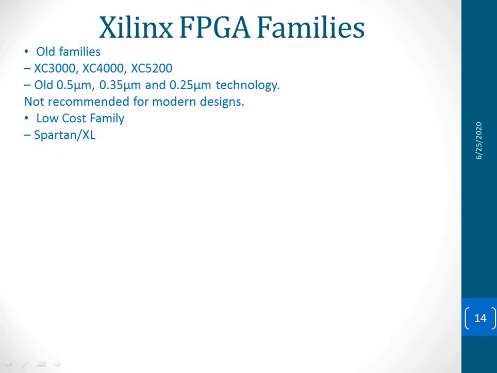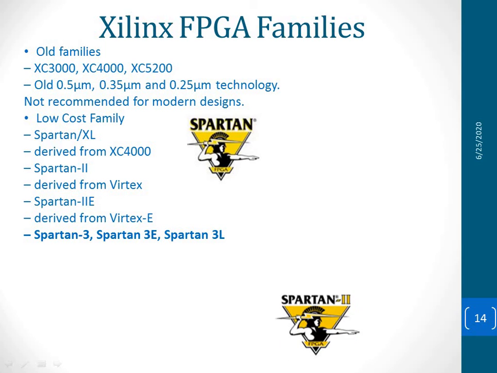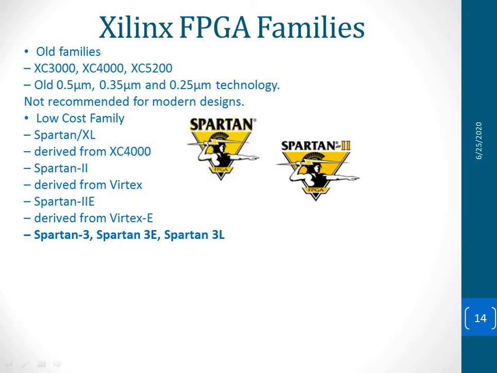And the low cost families are Spartan XL, derived from XC4000, and Spartan 2, derived from Virtex. Spartan 2E is derived from Virtex E. Spartan 3, Spartan 3E, Spartan 3L are some of the low cost families. So these are the symbols of Spartan.